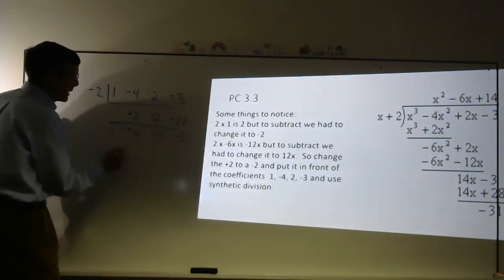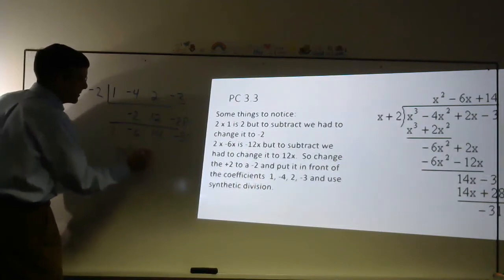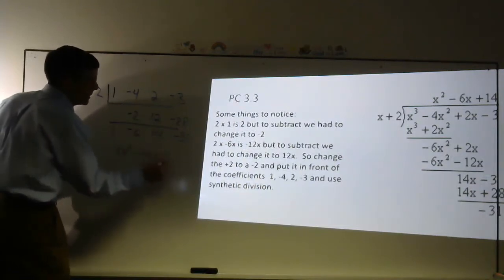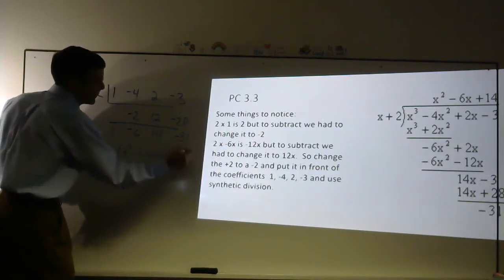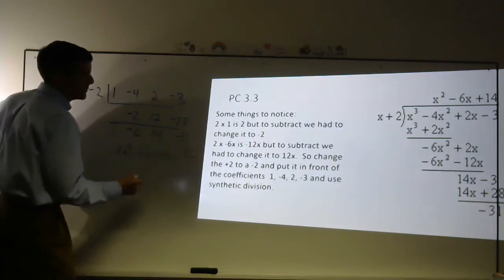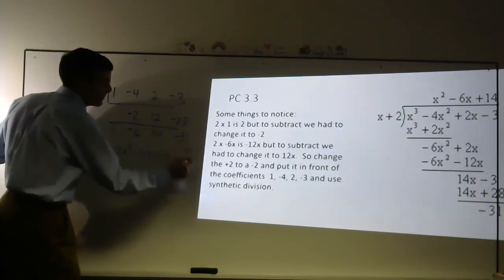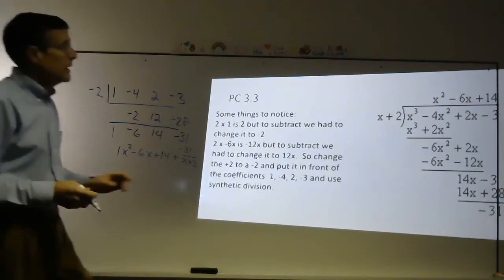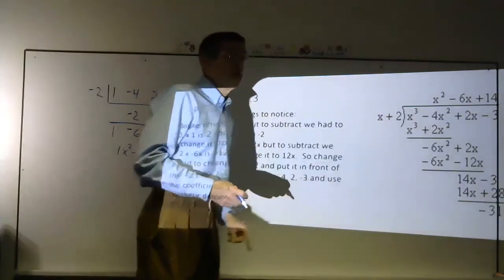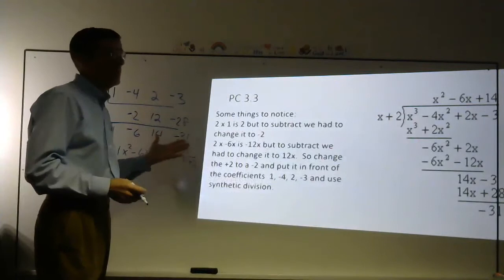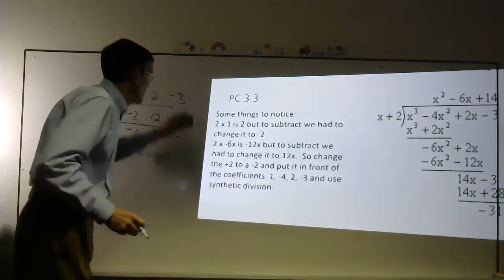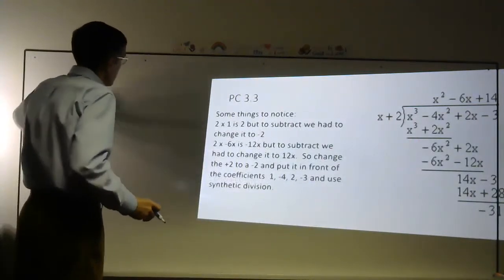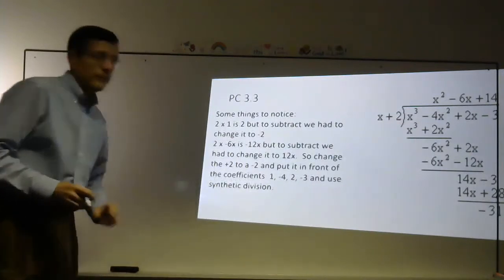You know this is 1x squared minus 6x plus 14, remainder -31 over the divisor of x plus 2. Okay? And you get your answer that quickly. For an x plus a number or an x minus a number, this is incredibly easy.